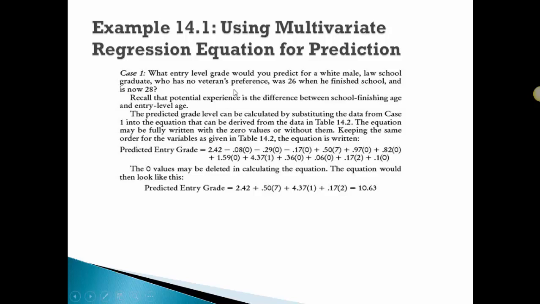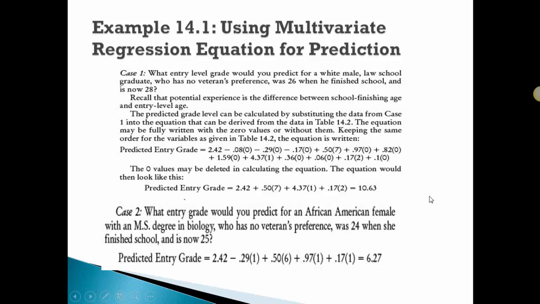And so what we can do is take the values for this particular candidate and substitute them into the equation, and then go ahead and calculate the 0 values. Remember, for the dichotomous, he doesn't meet those criteria. His overall grade level is predicted to be a 10.63.